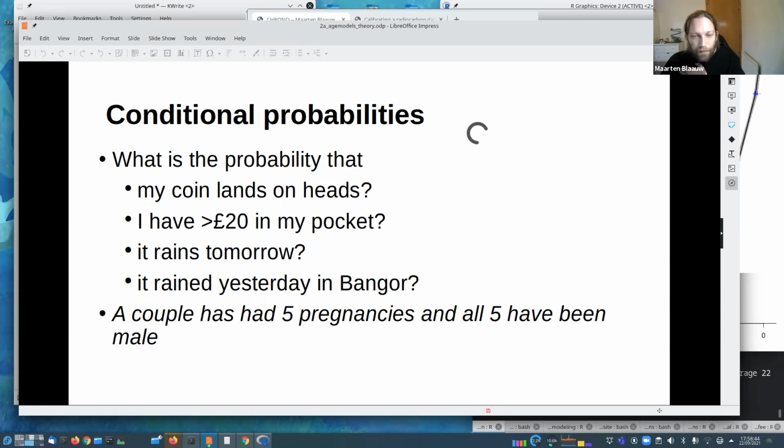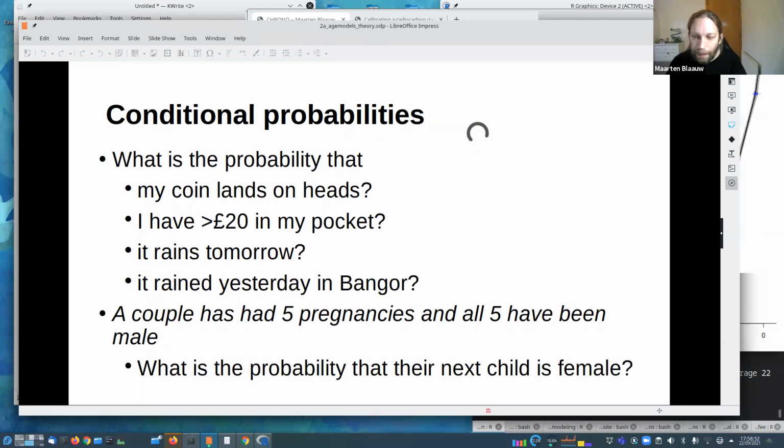Or, for example, think of a couple that had 5 pregnancies, and all of those 5 were male. Now, what's the probability that their next child is female? So what do we think? A tenth? 50, 50. Yeah. Some people will say, oh, there's something going on, and perhaps there's some disease or some factor which is causing all the babies to be male.